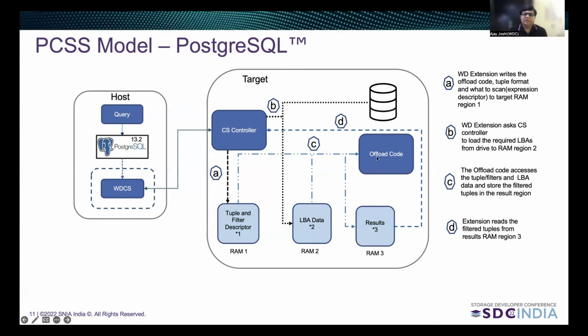Based on that, it will filter the available data and put it into RAM region 3, called the results region. Once the execution of the offload code is completed, it signals the CS controller that it has finished executing the code. Once the WDCS plugin gets the information that the whole operation is completed, it fetches the results from the results region and passes them on to the query that asked for this particular filter result.